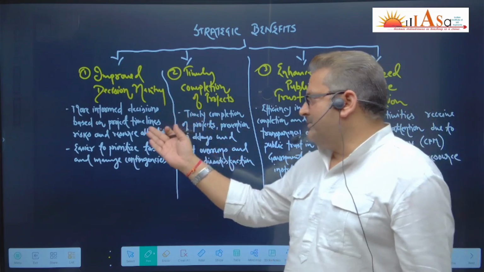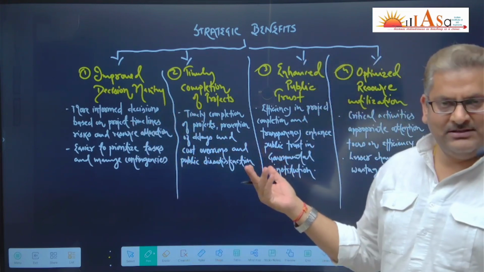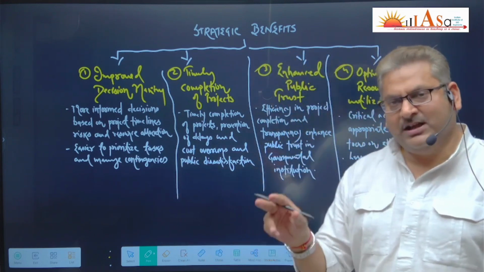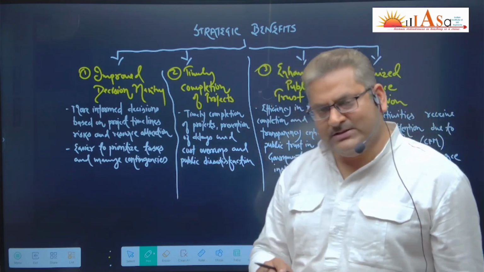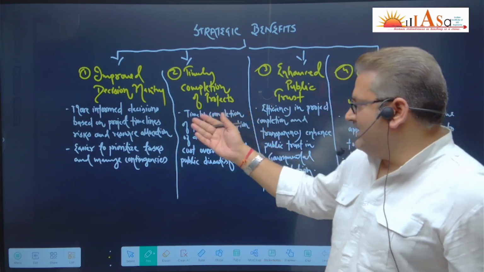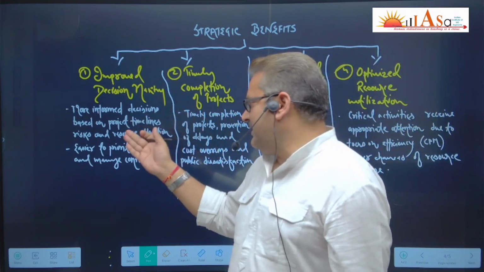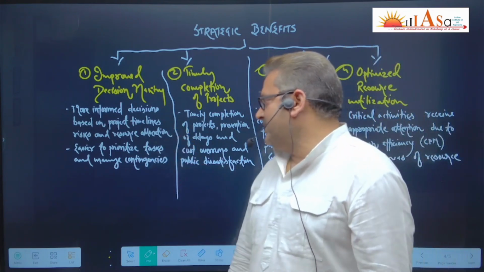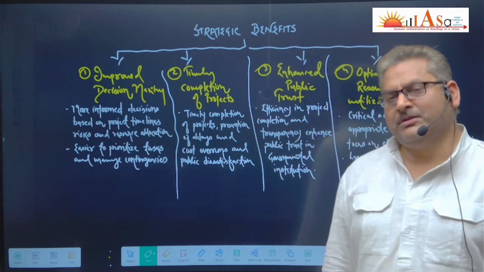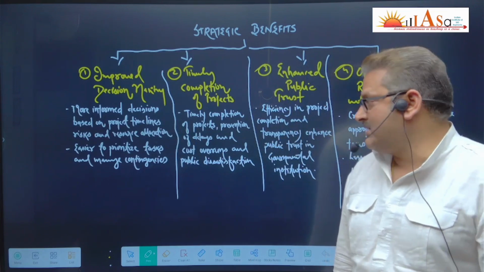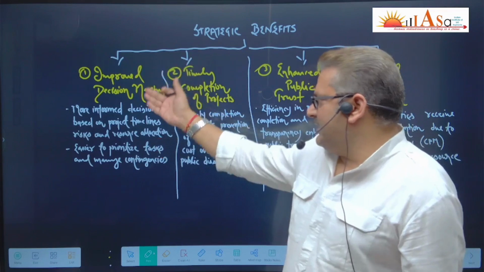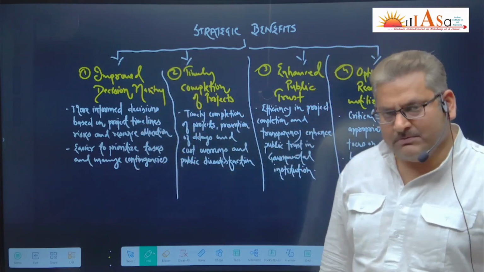So, more informed decisions based on project timelines. For everything, there is a time-bound arrangement. This stage has to be completed within 3 months, the next stage within 2 months or something. So why more informed decisions? Based on project timelines, risk, and resource allocation. You have project timelines, you have also made an assessment of risk, and resource allocation has also been taken care of. Obviously, decision making will be much better.